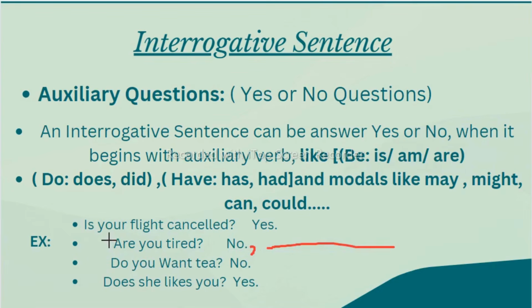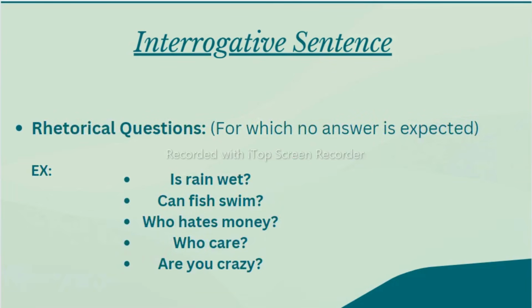For example, is your flight cancelled? You can simply say yes. If you want to say more, you can add a comma after yes: yes, my flight has been cancelled. Are you tired? No, I am not tired. If you want to give this, you can. Otherwise, if you say no, it is enough. It gives a complete sense. So these are also interrogative sentences, which start with an auxiliary verb, where you only have to answer in yes or no.